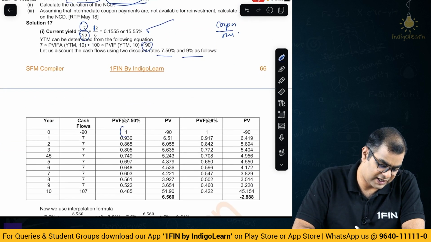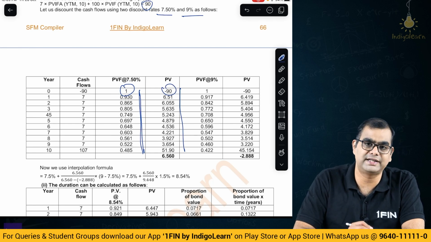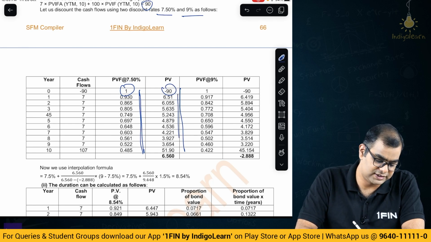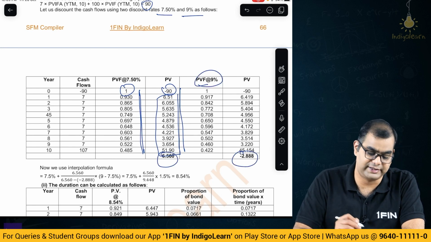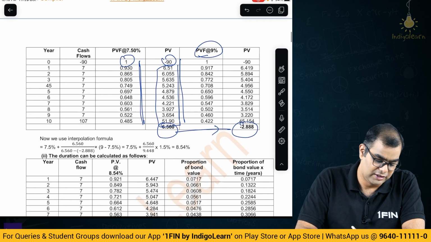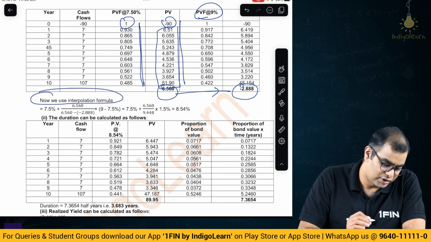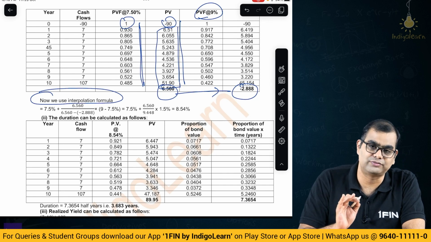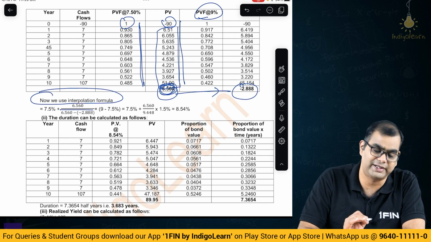So if you take 7.5 as the yield, if you take minus 90 as the outflow and all the subsequent future payments as inflows, you get NPV as 6.56. Same way, when you do it at 9%, you get minus 2.888. So it lies somewhere between these two. So you do the interpolation exercise. What is the interpolation exercise? You have to make the desired NPV as 0. Right, desired NPV is to be 0. So 6.56, let us use 6.56, 6.56 minus 0 divided by 6.56 minus of minus 2.88.